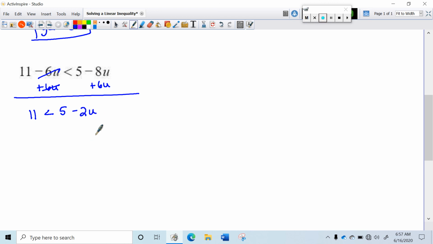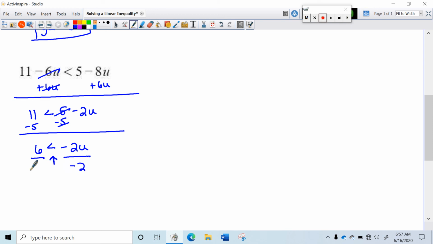You don't have to do this most of the time if you're taking the smallest number over. Okay, got to get rid of the 5. Subtract 5. 11 take away 5 is 6. Is less than. Opposites cancel. -2u. Now this is -2 times u. The opposite of times is divide. So I'm going to divide both sides by -2.